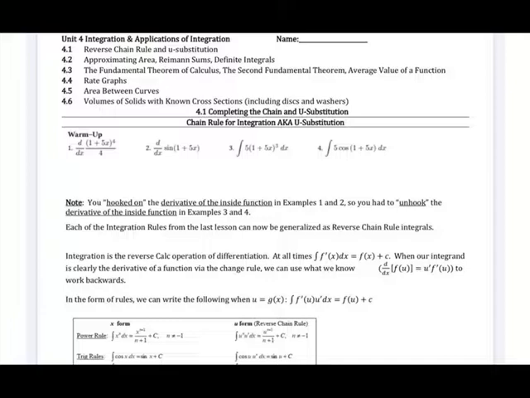What we're going to focus on in this lesson is using the idea of the chain rule and how the chain rule in reverse, so to speak, works with integrating. And we're going to tie that also directly into the idea of U-Substitution.